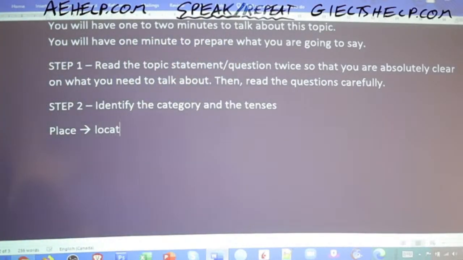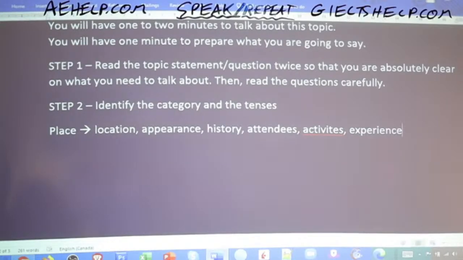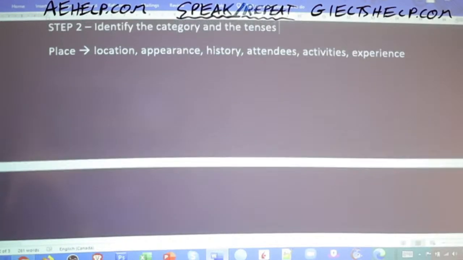Yeah, so you need the location, you need its appearance, because it's physical. We want to see it in our minds. Yeah, a little bit about its history might be good. So it's past and present. Its attendees, yeah, so who goes to this place, right? Adults, children, elderly, activities, what happens at this place, and your experience or your opinion of this place, right? Absolutely.